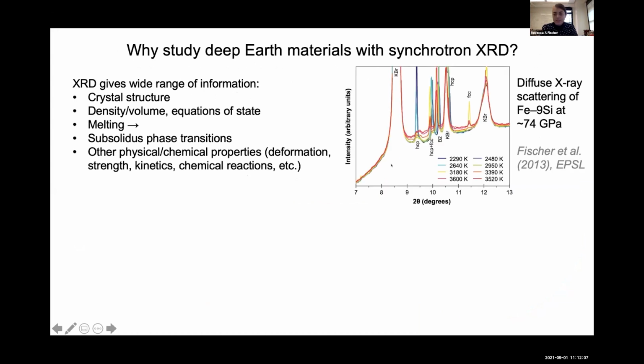Just one example of this from our earlier work and how we can use this to detect melting. This is some laser heating of Fe9Si alloy at 74 GPa. The X-ray patterns are color-coded by temperature, with red being the hottest. You can see that as we get hotter and hotter, some of the diffraction peaks in the sample disappear, and we get this nice diffuse hump in the background caused by the diffuse X-ray scattering of the melt.